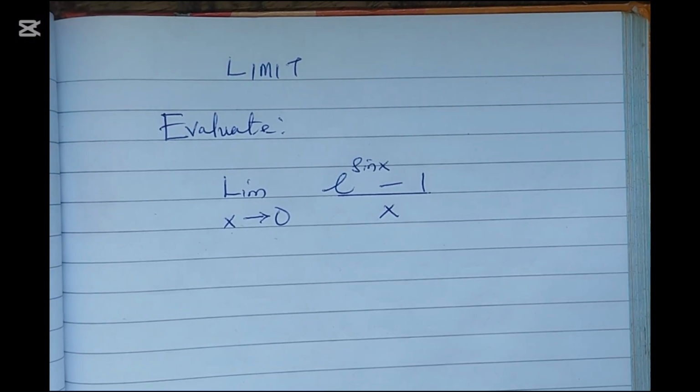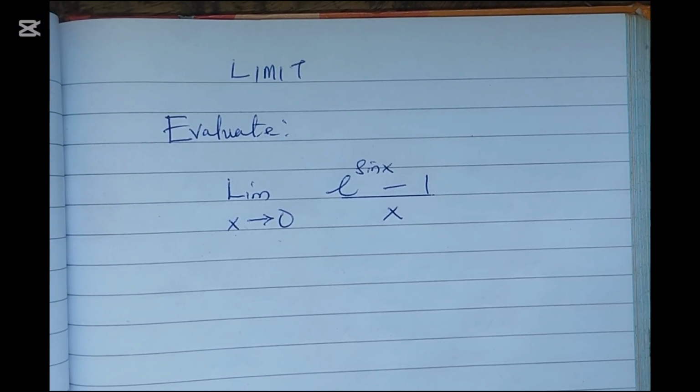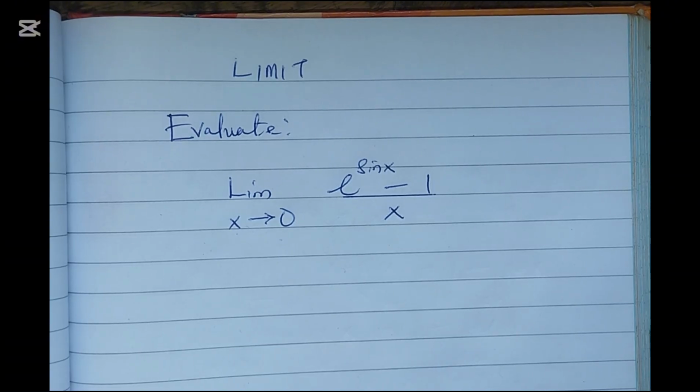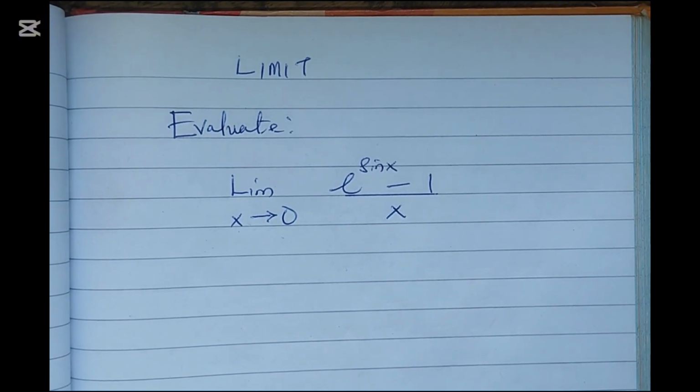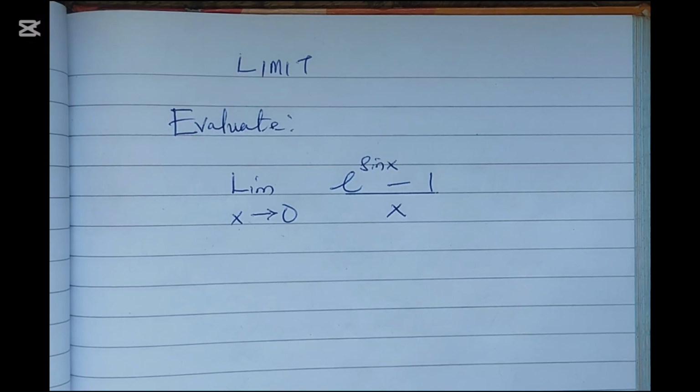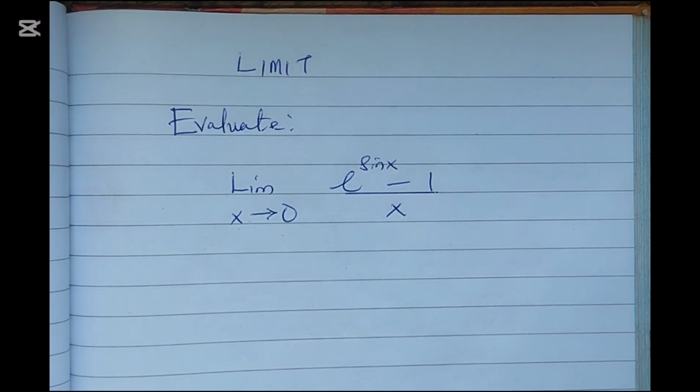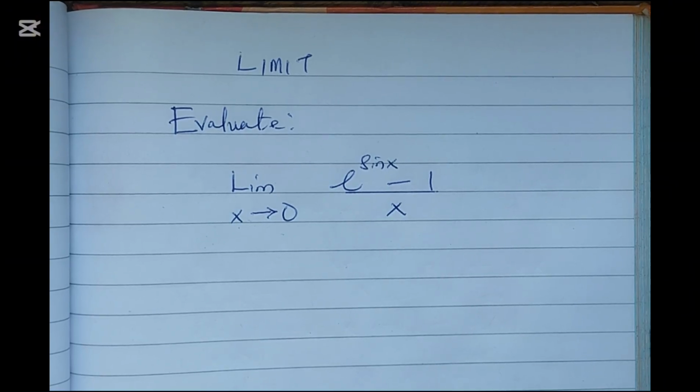Alright, in this lesson, we have been asked to find the limit of the function e to the sine x minus 1 all over x as x tends to 0. So what do we do first here? The first thing we do, as usual, is test our value 0 and see what it gives us.